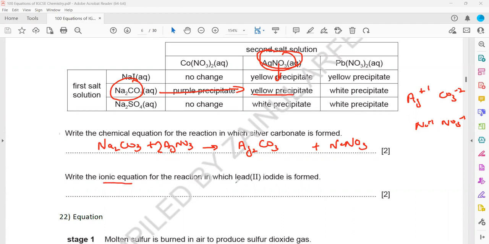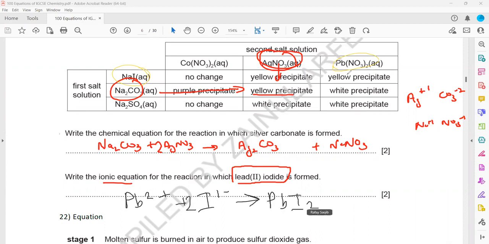Then write an ionic equation for the reaction in which lead iodide is formed. So we want the formation of lead iodide, by mixing sodium iodide and lead nitrate, that's right. But because they only ask for an ionic equation, we just have to write the ions which are responsible for this. If the question was to write an equation for formation of lead iodide, then you would write sodium iodide plus lead nitrate gives lead iodide plus sodium nitrate. But as it's an ionic equation, you don't have to write the full equation, just the insoluble product, which in this case is lead iodide.